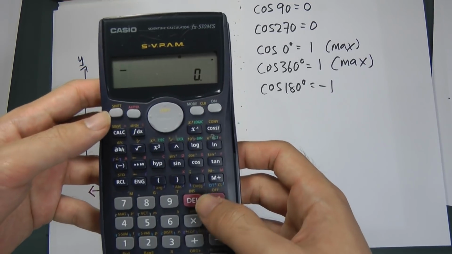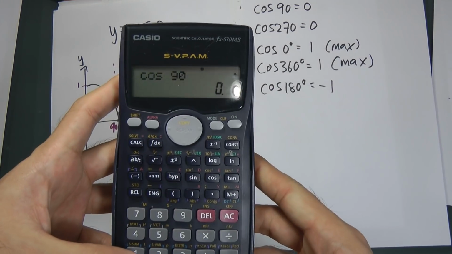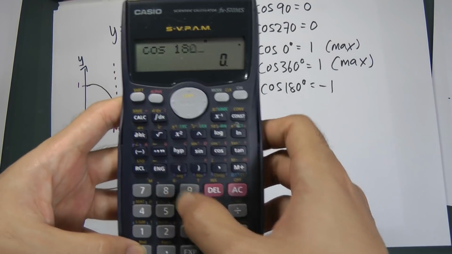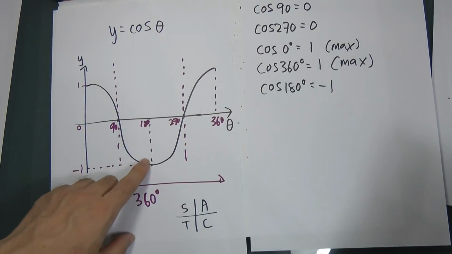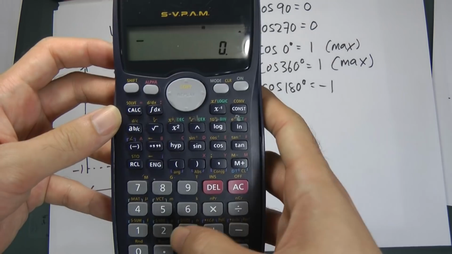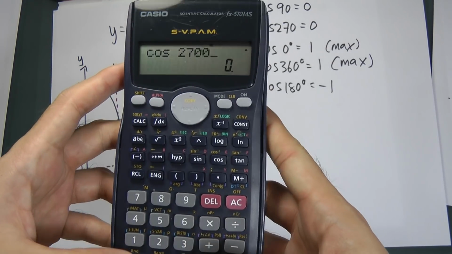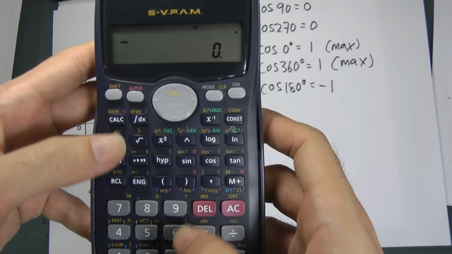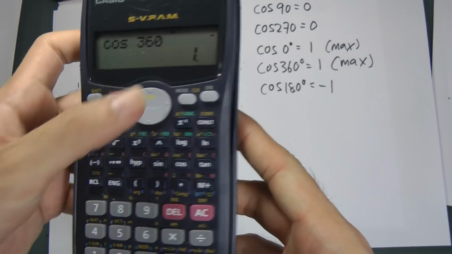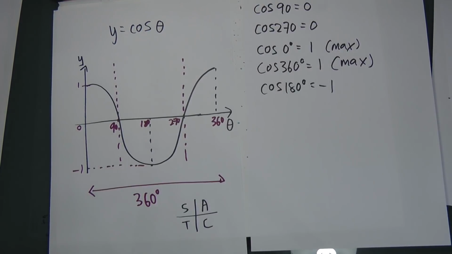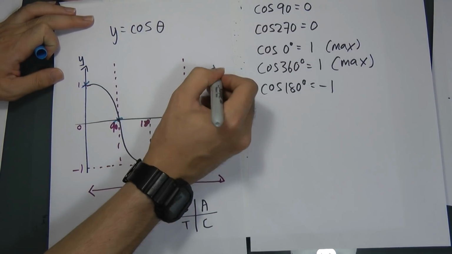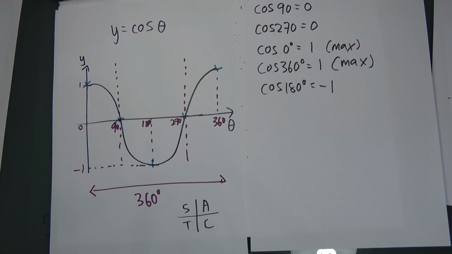And then you're not sure about cos 90, so you press cos 90 will equal to 0. Then you plot the 0 over here. Then you press cos 180, it will give you -1, and you plot -1 over here. Then cos 270 gives 0, you plot the 0. The last one, cos 360, gives 1. So from the calculator you already plot the graph like this one. Then just connect it, and you will get the cos graph.